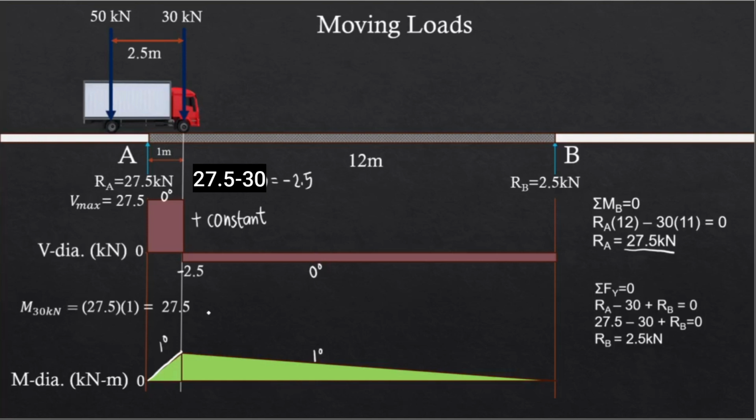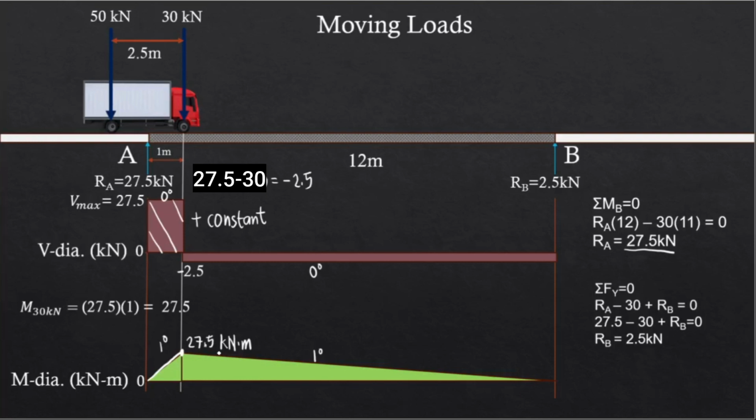Now the value of the moment at a point is the area of the shear diagram from a certain point to a point of interest. And so if I'm going to solve the moment right here, which is our maximum moment, I need to get this area. This is only a rectangular area, so we have 27.5 multiplied by 1 meter. And so this gives us 27.5 kilonewton meter. And so this is our maximum moment for this configuration.